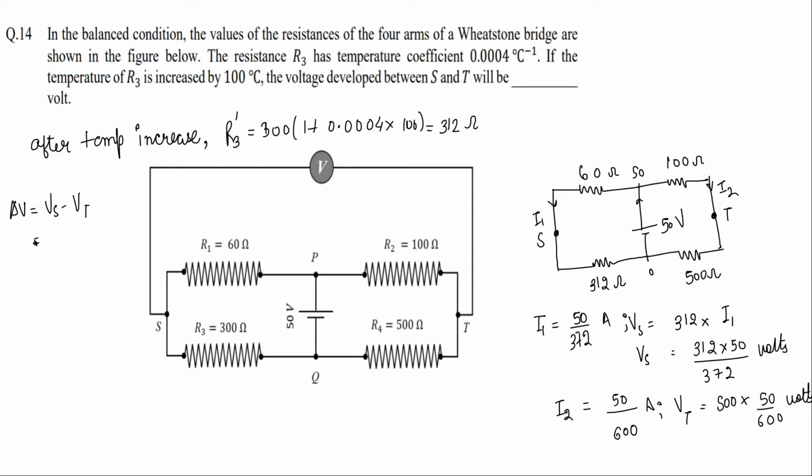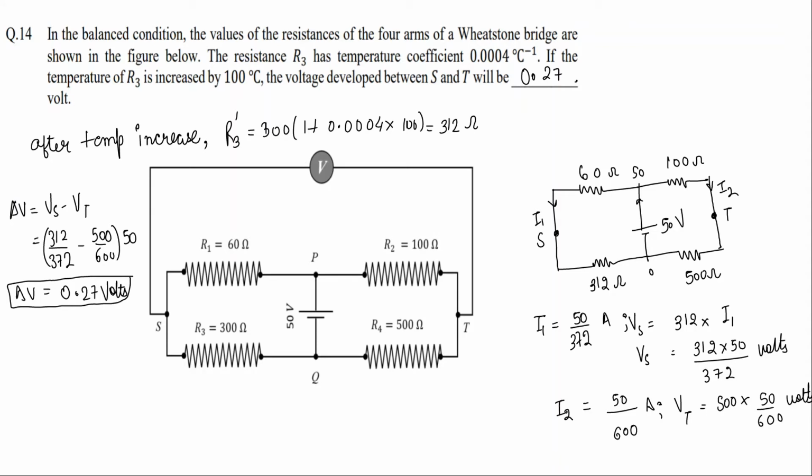Vt, that is 312 by 372 minus 500 by 600 into 50. So when you solve it, you'll get delta V as 0.27 volts. Okay, so that's the answer. That is 0.27. That would be the answer to this particular problem. Okay, I told you it was an easy problem.